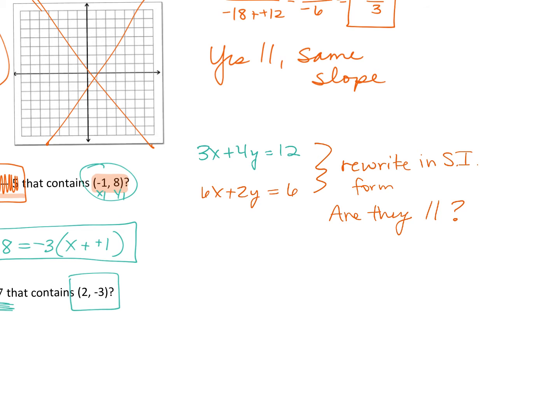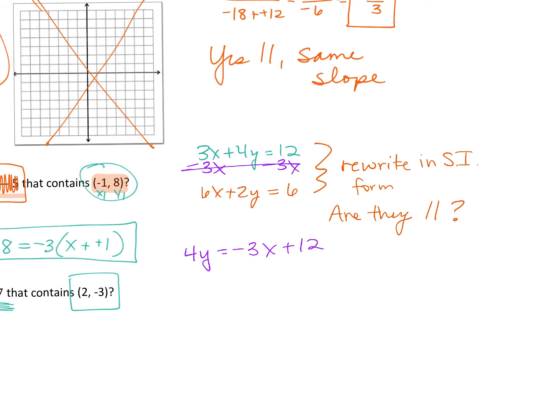How do you rewrite an equation in slope-intercept form? What do you have to do? What is slope-intercept? y equals mx plus b, right? Y equals mx plus b. So we want to isolate y. So let's do that with this first one. If I want to isolate y, I'm going to take away the 3x from both sides. So I get 4y equals negative 3x plus 12.